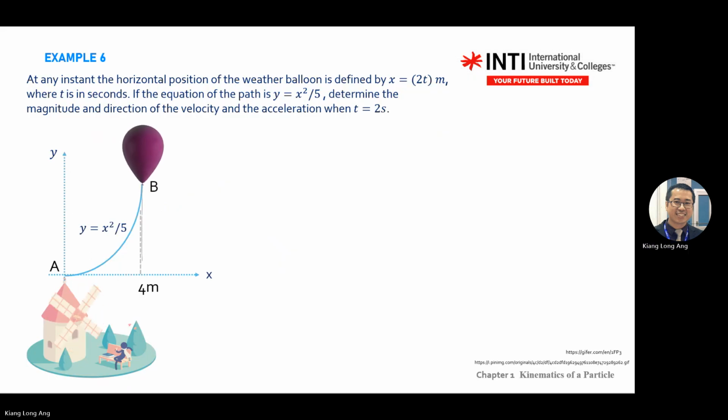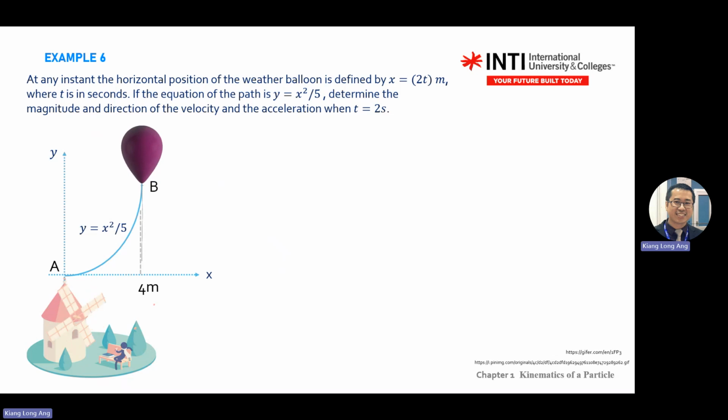Let's look at this tutorial question, Example 6. Let's say you fly a weather balloon, and you tie this weather balloon with a flexible wire or rope. And this rope can be extended. For example, the position you fly in x direction is defined by x equal to 2t. So this balloon will move in x direction by 2t, where t is in seconds. The equation of the path is y equal to x squared divided by 5. Determine the magnitude and direction of the velocity and acceleration when t equal to 2 seconds.